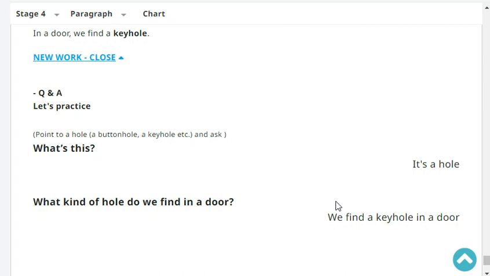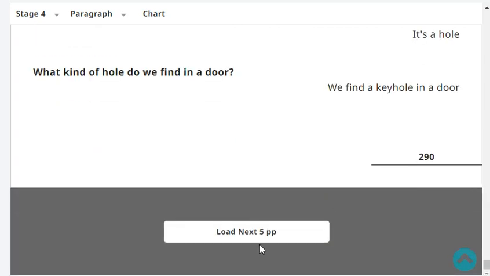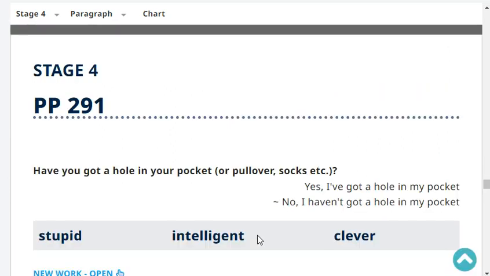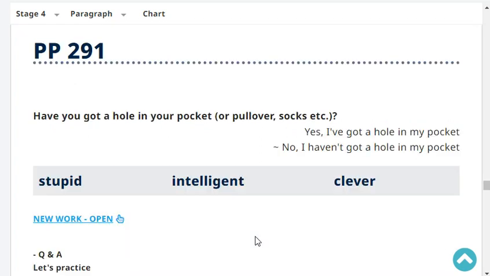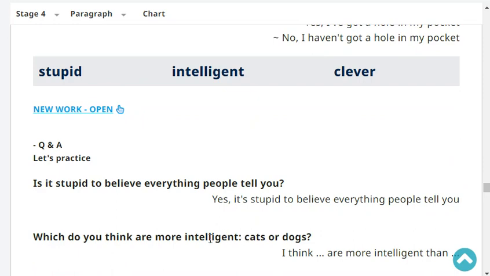What kind of hole do we find in a door? We find a keyhole in a door. Very good. Okay, next. Have you got a hole in your pocket? Yes or no? No, I haven't got a hole in my pocket. Very good.